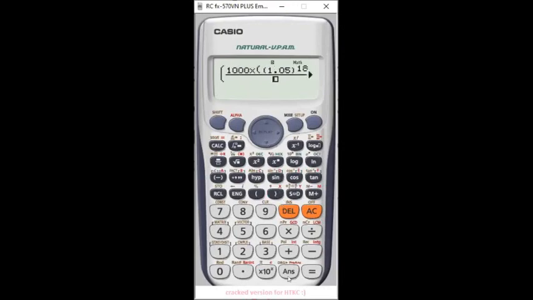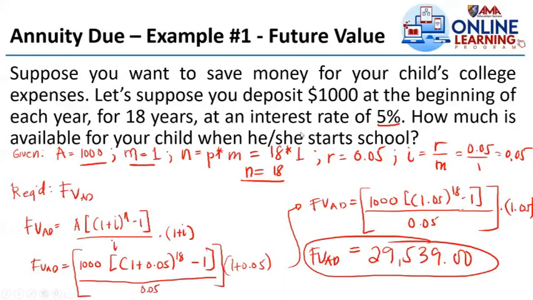If you don't have a scientific calculator, you can do it manually, one by one. That's fine, as long as you execute it well. Then close parenthesis. Then multiply it with 1, open parenthesis 1.05. So we got 29,539.00391 or 29,539. So same answer, okay? And that's the final answer, 29,539. So we're done with this. Let's go to the next slide.